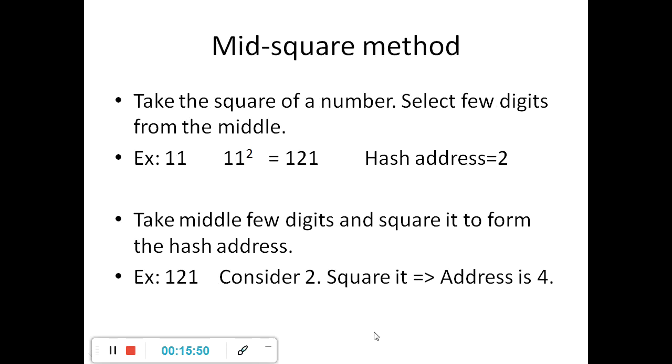The next method is called mid-square method. What we do is, in this case, we take a number, the number is basically a key or input, we square it and consider the middle value over here. Now in this case, the hash address is going to be 2. It is also possible to take middle few digits and square them to generate hash address. Consider this example. If the key is 121, we consider the mid digit, which is 2, we square it, and hence we frame the address 4. So this is how we generate h of k.